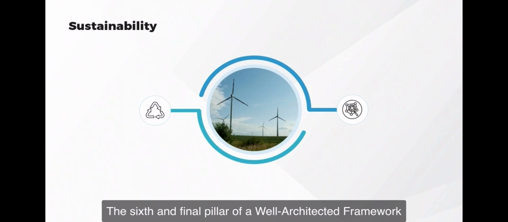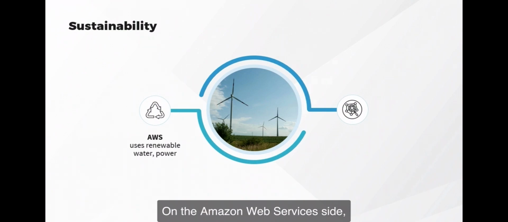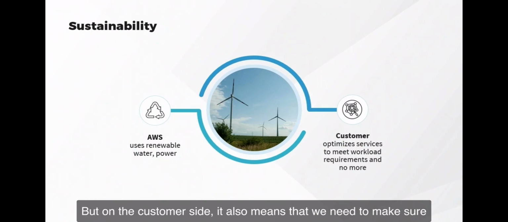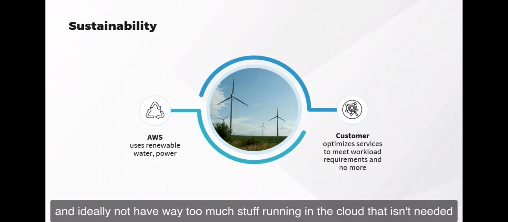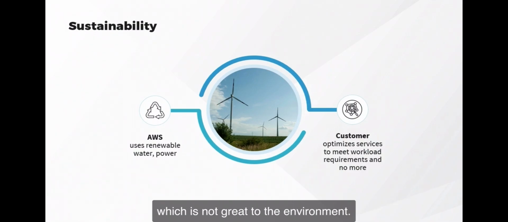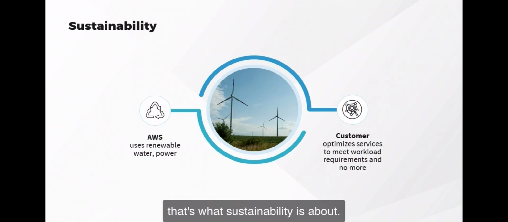The sixth and final pillar of a Well-Architected Framework would be sustainability. And this is twofold. On the Amazon Web Services side, it means data centers that run efficiently, that use renewable water and power. But on the customer side, it also means that we need to make sure that we optimize our services to meet the demands of our workloads, and ideally not have way too much stuff running in the cloud that isn't needed. Because in the end, that's using energy. It's using electricity, which is not great for the environment. So use what is required to meet a given need. That's what sustainability is about.